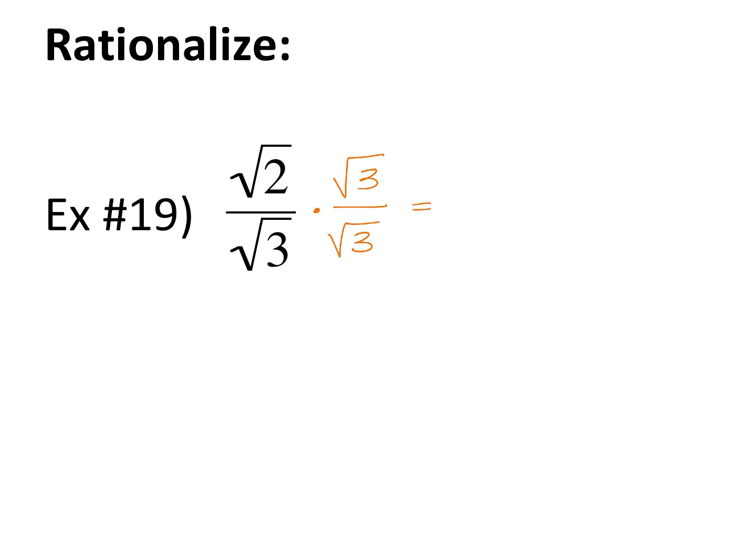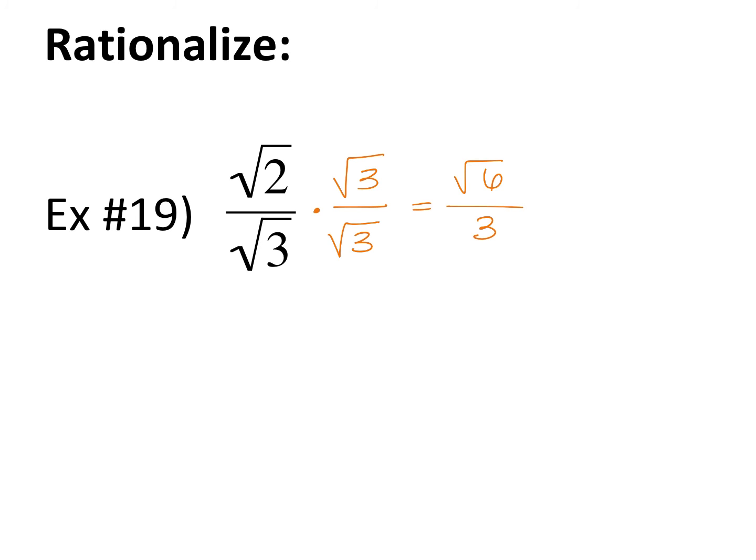But in doing this, then, we're just going to multiply across. So rad 2 times rad 3 is rad 6. Rad 3 times rad 3 is what? It's rad 9, which is 3, right? So you're left with this.